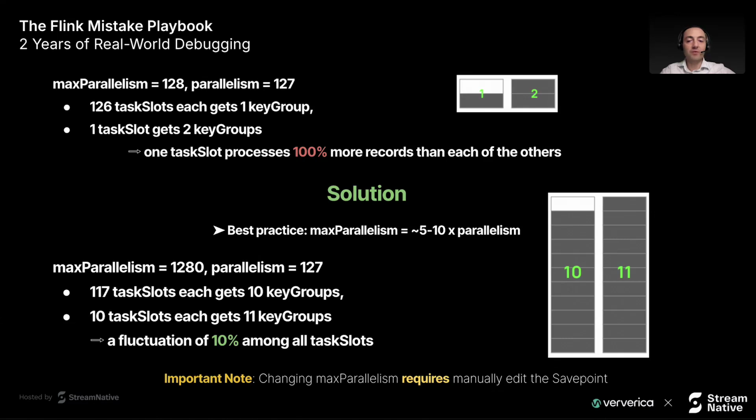An important note I would also like to mention is that when you change the max parallelism, your savepoint becomes obsolete. So either you need to tweak your savepoint with the State Processor API, or you just start your application with a fresh state.